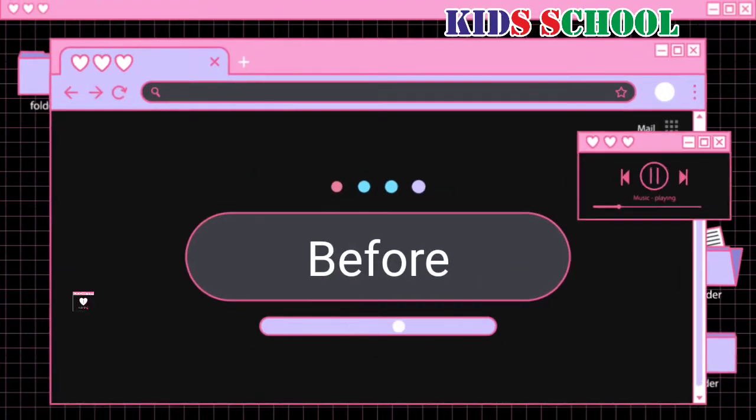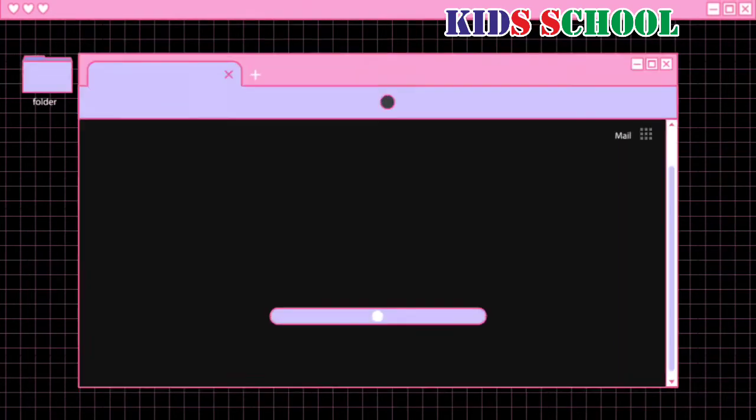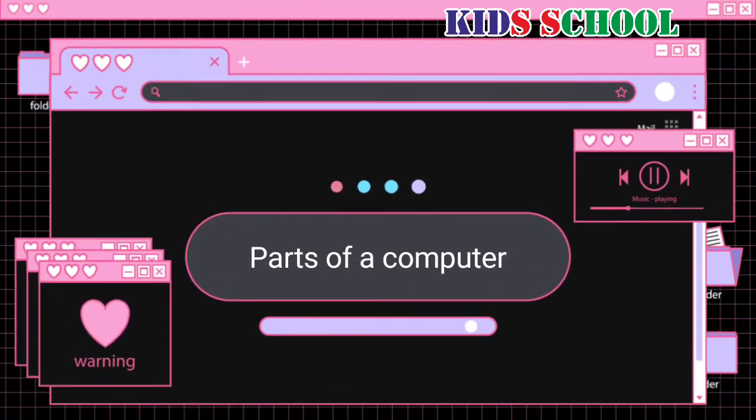In the previous video, we learned the definition and functions of a computer. And today we are going to learn the parts of a computer. So watch the video carefully.